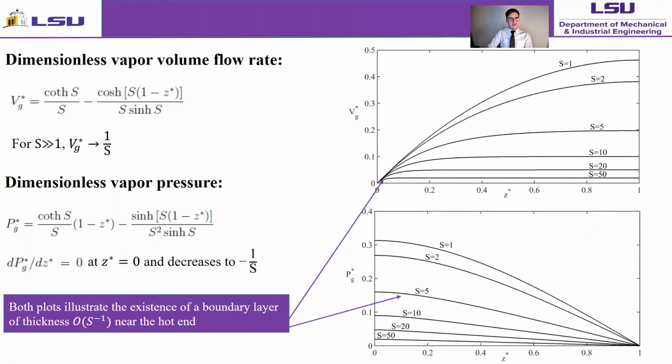We also find the dimensionless vapor volume flow rate and the dimensionless vapor pressure by non-dimensionalizing the mass and momentum balances. The plots of vapor volume flow rate and the vapor pressure confirm the existence of a boundary layer near the hot end. Outside the boundary layer, the evaporated vapor flows along the pipe with constant volume flow rate. This constant volume flow rate is driven by a constant pressure gradient.